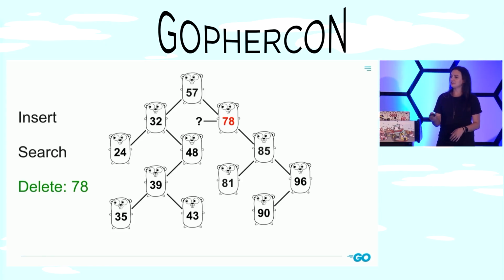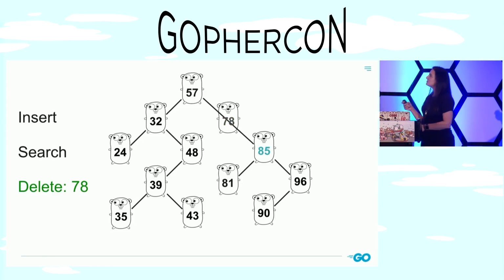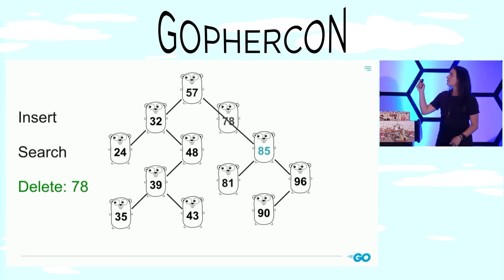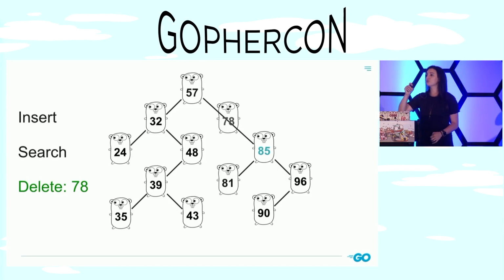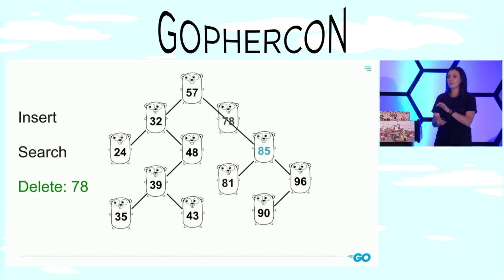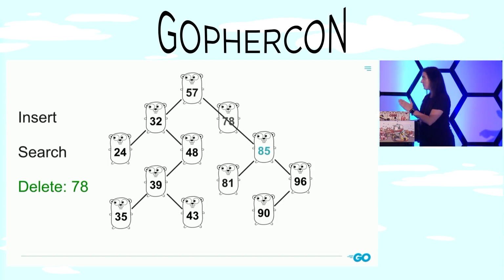And what that means is we are now able to essentially just draw a line from 57 to 85. We are just going to move on to that next node. We no longer need to care about 78. We don't have to worry about moving data around. It is just able to be passed over to go to 85.